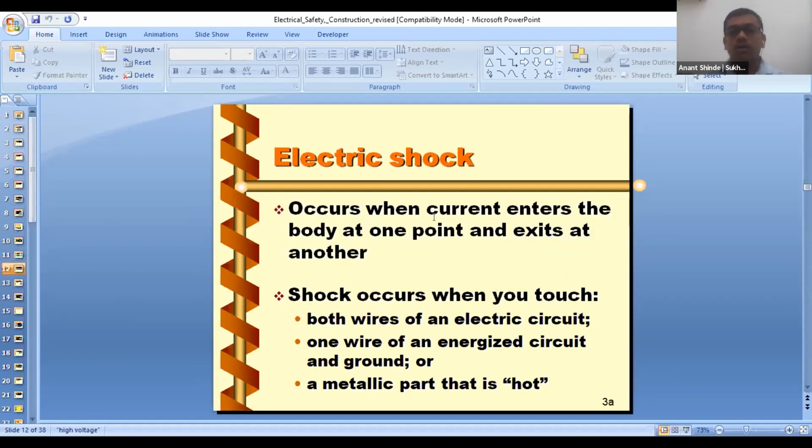Electrical shock occurs when current enters the body at one point and exits at another point. Shock occurs when the body touches both wires of the electrical circuit, or one wire of an energized circuit and the other is ground. When electrical current goes through the body from one point to another, and the metallic part carries current, the metallic part will be hot.